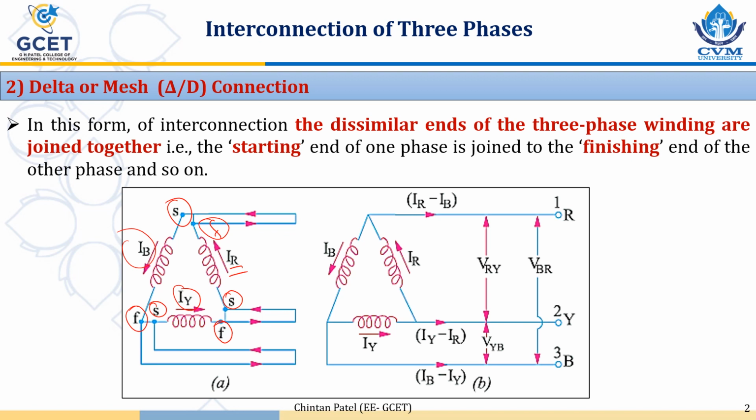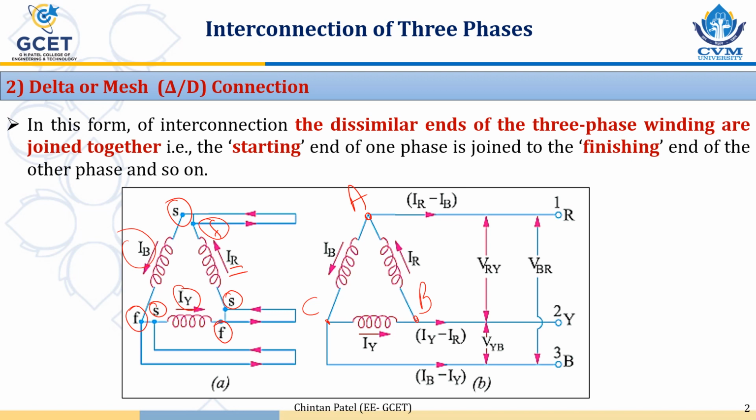In this case, the induced currents are shown. In R phase it is IR, Y phase IY, and B phase it is IB. So let's assume this is junction A, here there is junction B, and there is junction C. So what is happening at junction A? At junction A, current IR is entering and current IB is leaving. As per the sign convention of KCL, that is Kirchhoff's current law, the current entering is considered positive and the current leaving is considered negative. So we can apply KCL at junction A, it is IR minus IB.